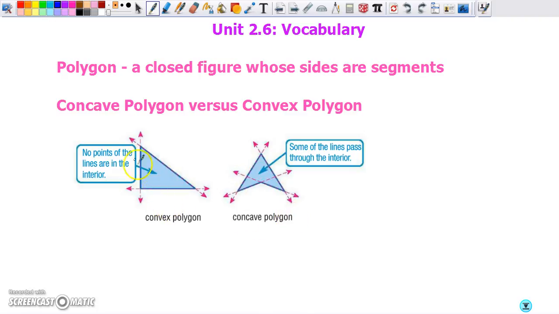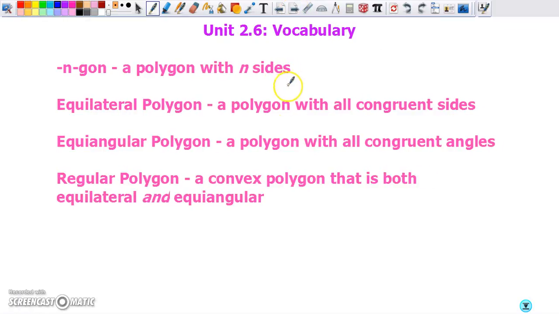In convex, you extend all sides of the shape and none of them go on the inside. And then with concave, they do go on the inside. The way that I remember concave is I think of the phrase "cave in." See how it kind of caves in right there in that area? That is how I keep those two clear in my own head.